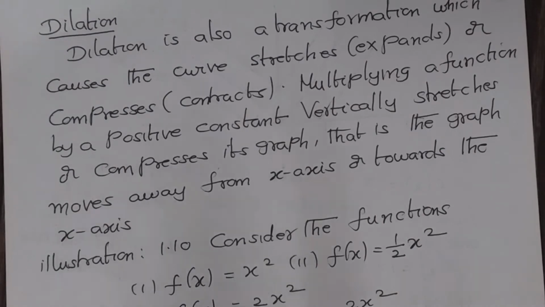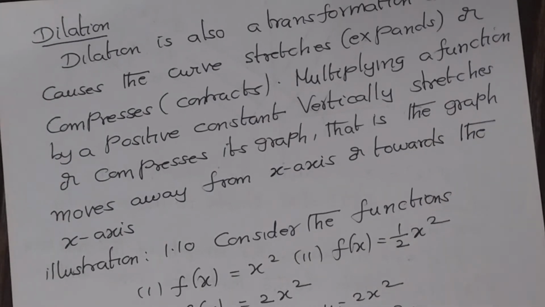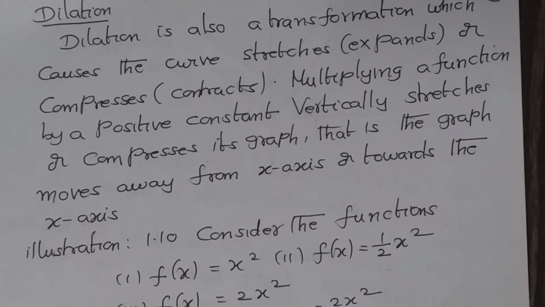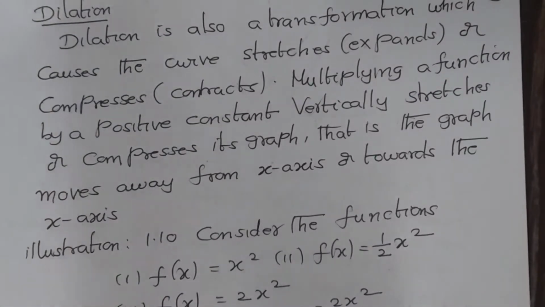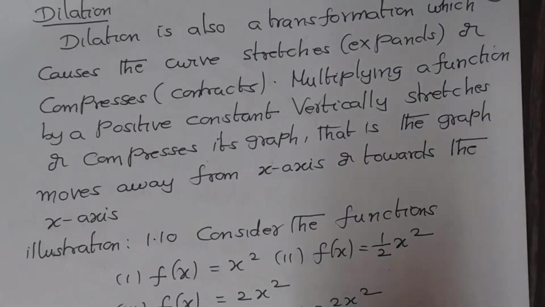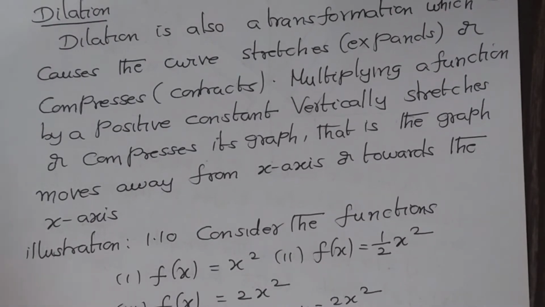Vertical stretch means the graph moves away from the x-axis. Compress means it comes towards the x-axis. That's it, only two cases: away from the x-axis, towards the x-axis; expands, contracts. If the positive constant is greater than 1, it expands. If the positive constant is less than 1, it contracts. Greater than 1, like 2, 3, 4, 5, moves away from the x-axis. If it is 1 by 2, 1 by 3, it comes towards the x-axis.